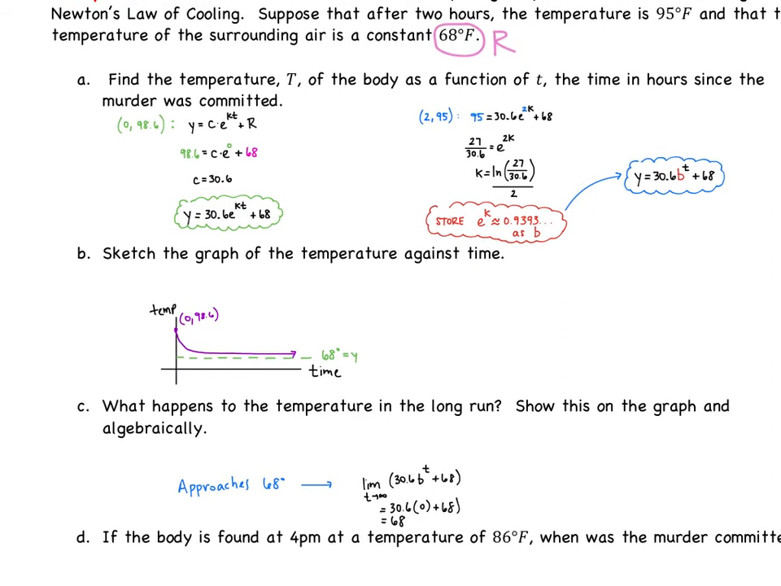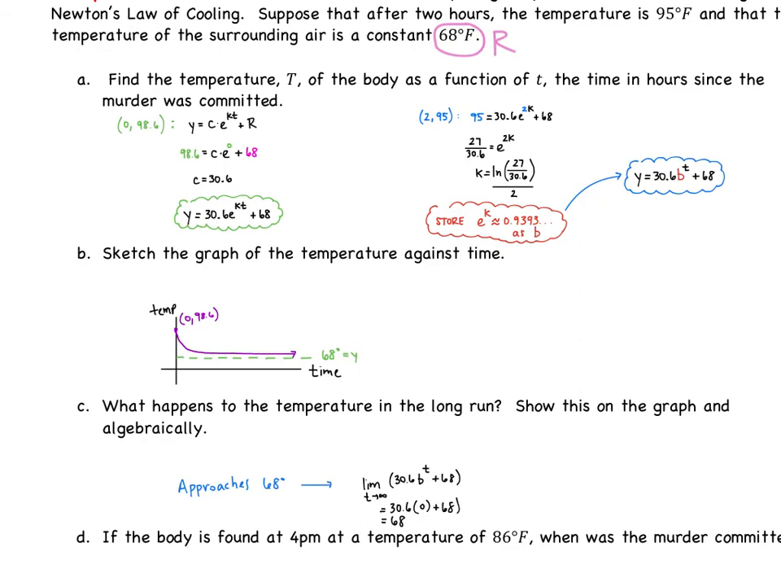Algebraically, how do we show that? Well, we want to take the limit of our y as t goes to infinity. When we do that, this b to the t goes to 0, so we end up with 68. So that's algebraically showing it.